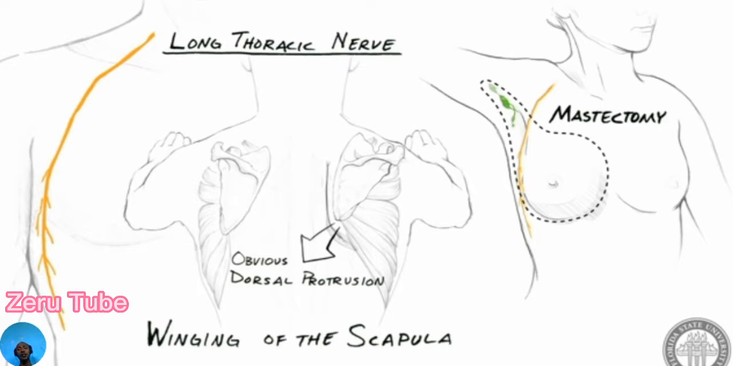Most of the time, long thoracic nerve injury comes due to mastectomy. Mastectomy means if there is any breast cancer or breast mass, in order to treat it, they remove the breast mass as well as some parts of the thoracic wall. At this time, the long thoracic nerve follows the outer parts of the thoracic wall. Accidentally, the long thoracic nerve can be paralyzed. So during mastectomy or breast surgery, the long thoracic nerve can be damaged. So we should care about the long thoracic nerve.